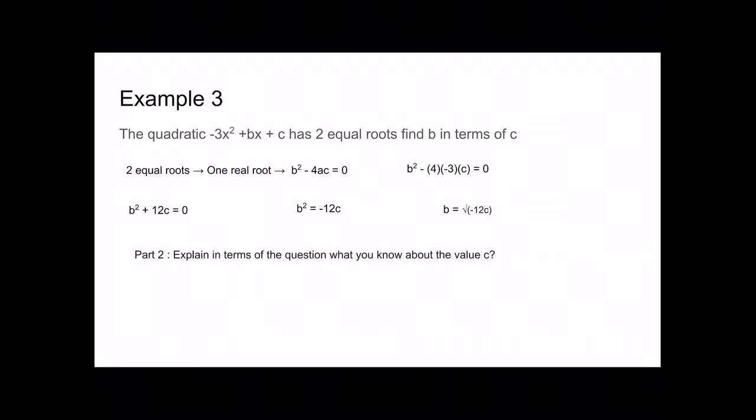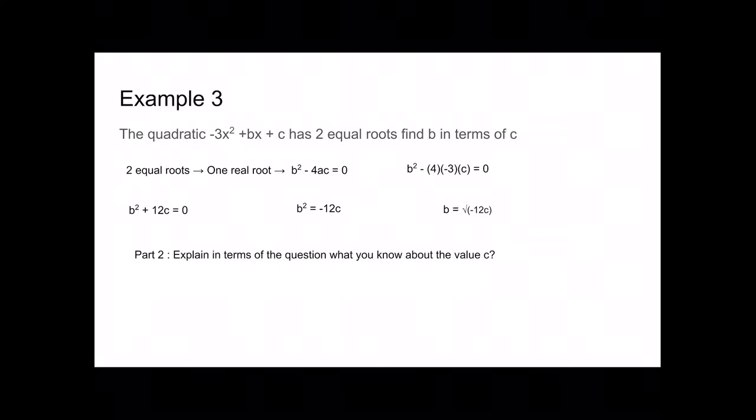However, there is a part 2 to this question. Explain in terms of the question what you know about the value of c. What you would know is there can't be a square root of a negative number, because that will lead to no real roots, okay? So you know that b equals the square root of negative 12c. If c was positive, for example if c was 6, then b would be equal to the square root of negative 72, and that'll be wrong. So you have to infer that c must be a negative number.